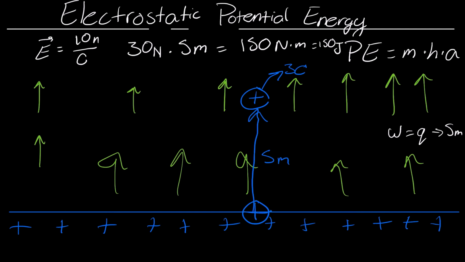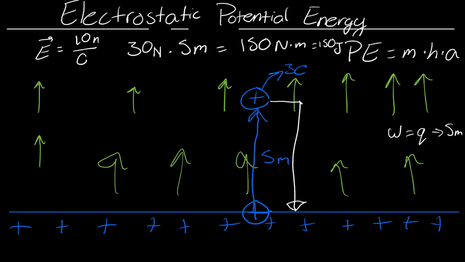Let's say we move this down right over here. Those are the 5 meters. We went ahead and pushed this charge all the way down here. So that was 5 meters, and now it would have a potential energy of 150 joules.